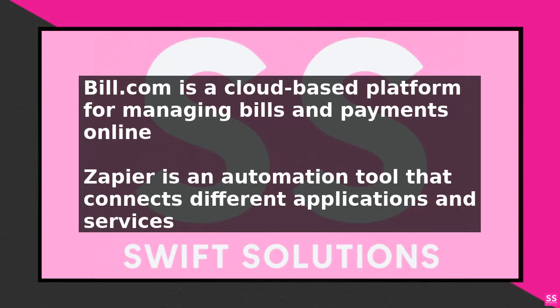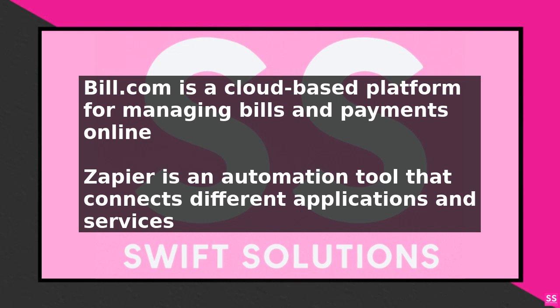To integrate Bill.com API with Zapier, start by understanding what each platform offers. Bill.com is a cloud-based platform for managing bills and payments, while Zapier is an automation tool that connects different applications. Integrating the two allows for streamlined workflows and automated tasks.